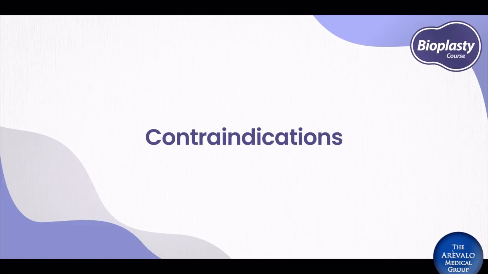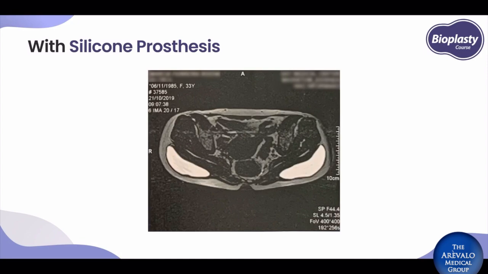Now, let's look at some contraindications for gluteal bioplasty. Avoid performing the procedure on patients who already have silicone prosthesis, due to the risk of perforation of the prosthesis. Remember that if the patient wants to remove the prosthesis, the gluteal bioplasty is a good option to recover the volume. Perform the MRI after removing the prosthesis, do another MRI 3 months later, and from there decide if the gluteal bioplasty is recommended.